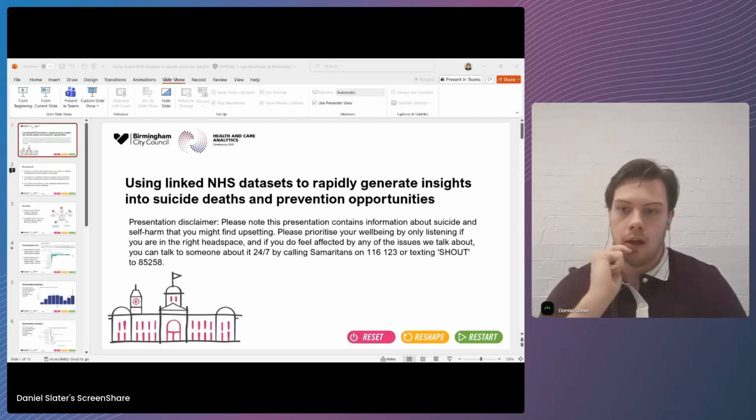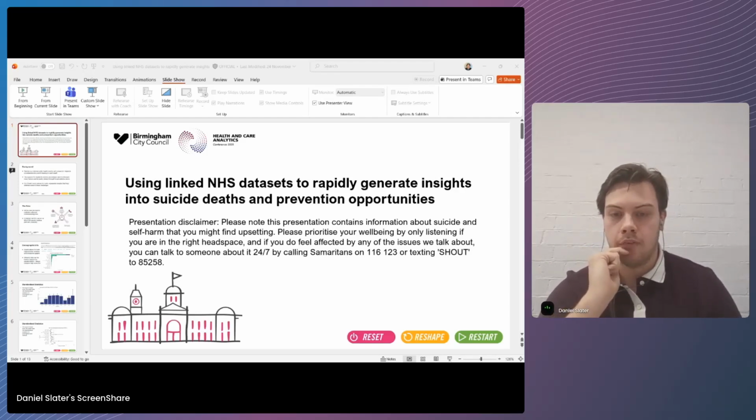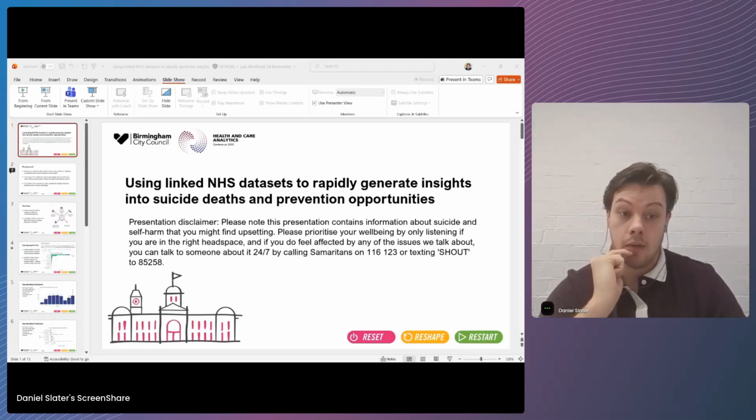So the data. For our datasets, we linked lots of information from Aristotle, which is the BSOL ICB's remote desktop platform. We looked at emergency department attendances, hospital admissions, emergency service calls, prescriptions, and mental health care contacts. All of these are linked around people who've died in Birmingham and Solihull from 2020 onwards.